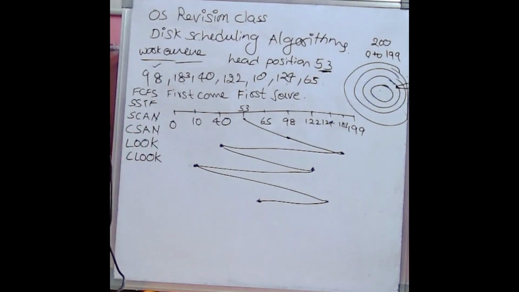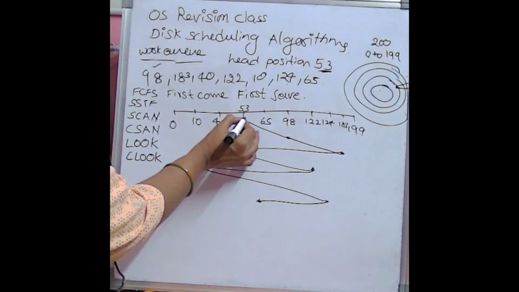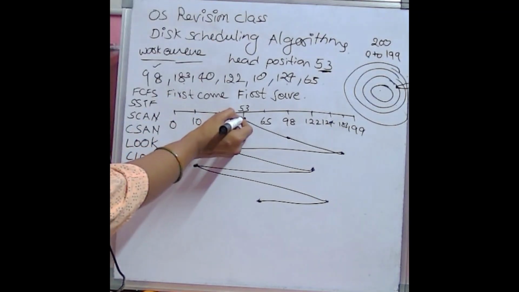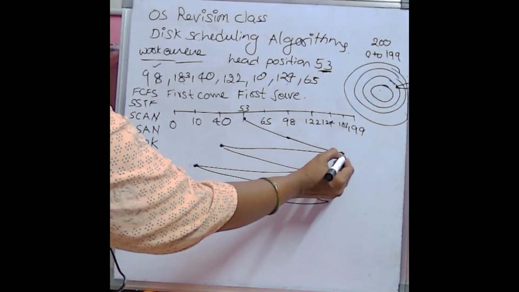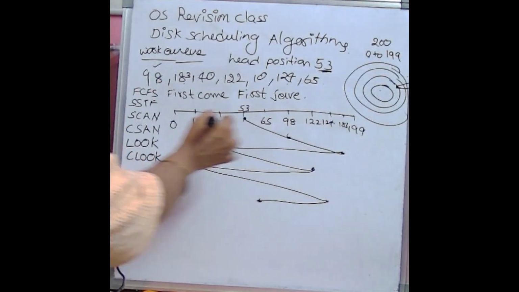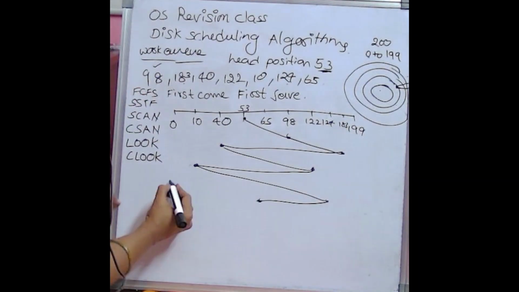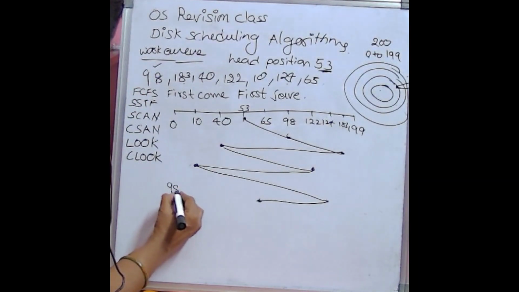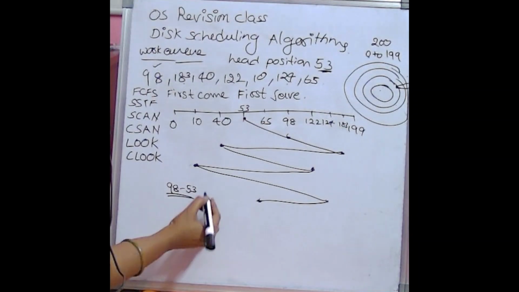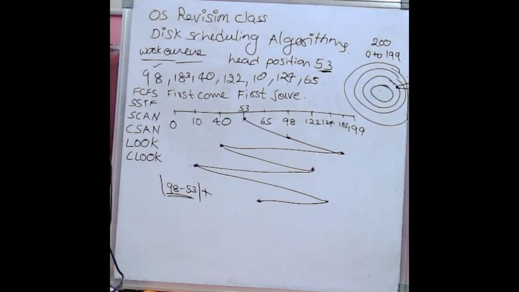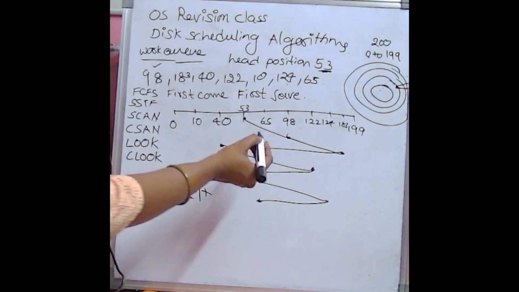Here we said we are calculating the number of cylinders the head traveled to satisfy all the requests. The current head position is at 53. To serve the first request, it moved from 53 to 98. How many cylinders did it travel to serve the first request? 98 minus 53. Like that, after every request we need to calculate the number of cylinders.